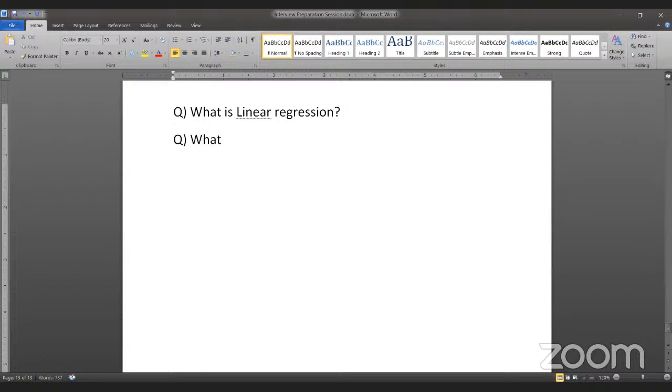So next question: what are the assumptions for linear regression? What are the assumptions required to be made for linear regression to occur? Means we can do linear regression only if these assumptions are true. So what are these assumptions?